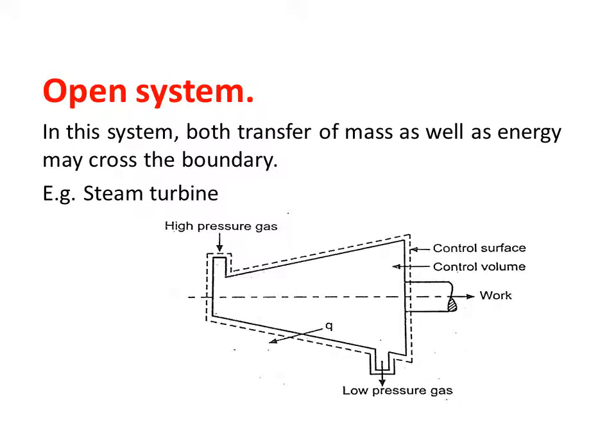Open system. In this system, both transfer of mass as well as energy may cross the boundary. Open system can be explained with the example of turbine shown in the figure. In a turbine, both mass and energy transfer take place. Such an open system is described with the help of the control volume and control surface.